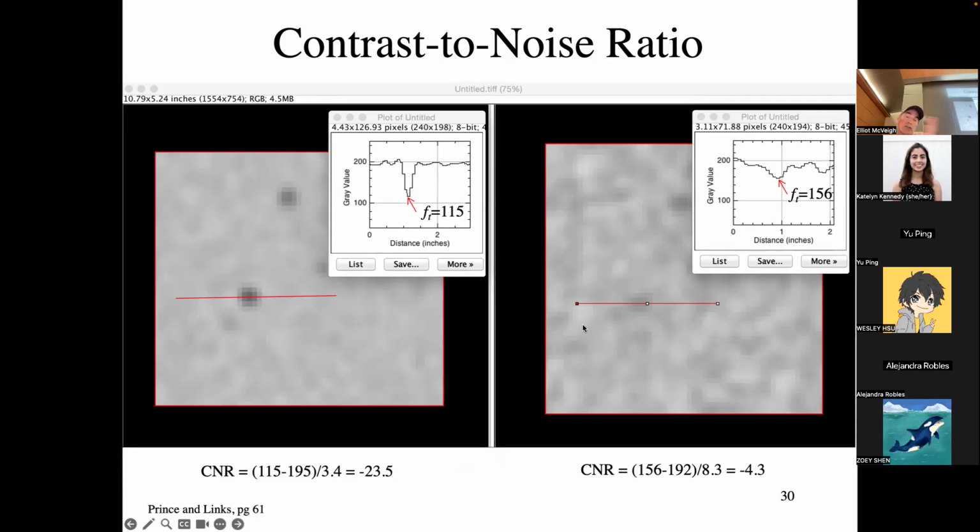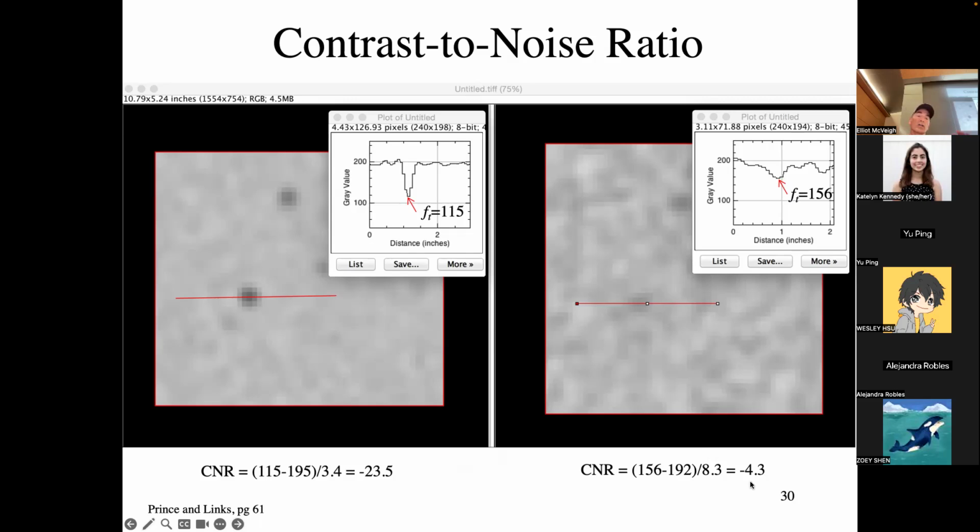If I look at the lower signal to noise picture and draw that, I didn't move the object, right? So I can just draw a line in the same place. Here's my minimum now, 156. My maximum is the same. We measured it in the background, 156 minus 1. So that's the difference between the signal and the background divided by the noise level, which is minus 4.3.